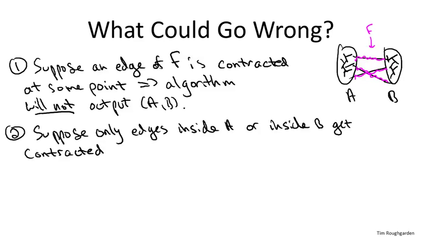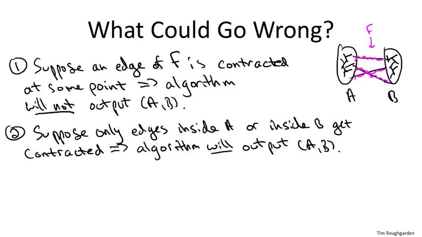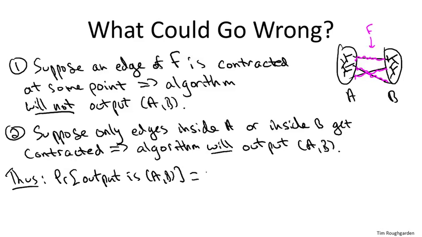What does that mean? That means that when the algorithm outputs a cut, all of the nodes in A have been grouped together, all of the nodes in B have been grouped together in each of the two supernodes, which means that the output of the algorithm is indeed the desired min cut A, B. Summarizing, the contraction algorithm will do what we want. It will succeed and output the cut A, B if and only if it never chooses an edge from capital F for contraction. Therefore, the probability of success, that is the probability that the output is the distinguished min cut A, B, is exactly the probability that it never contracts an edge of capital F.